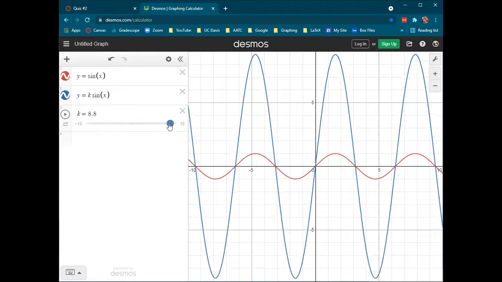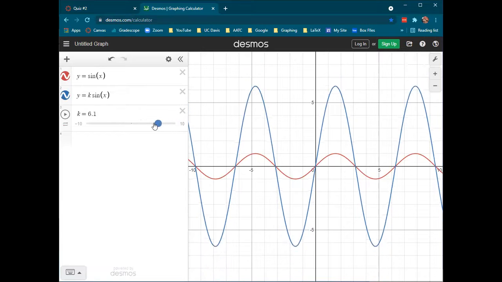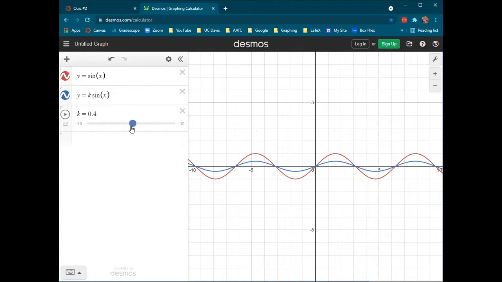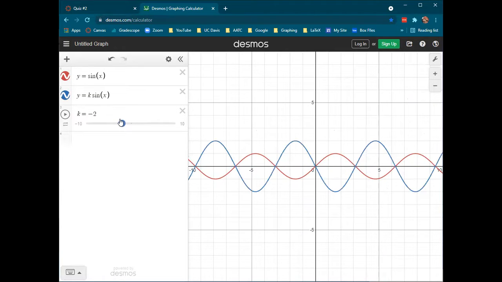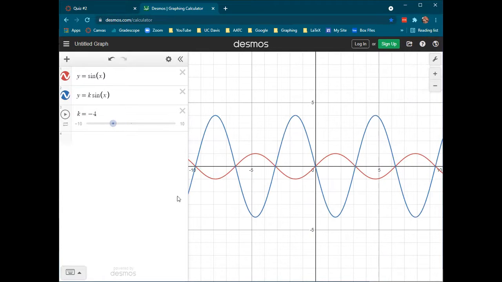It's kind of cool. And then also if k is negative, or actually, this is kind of cool. If k is less than 1, but still positive, right? It's a smaller graph. And then if k goes negative, it flips over. Kind of neat. Helps to see what's happening.